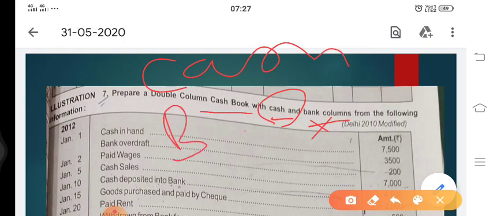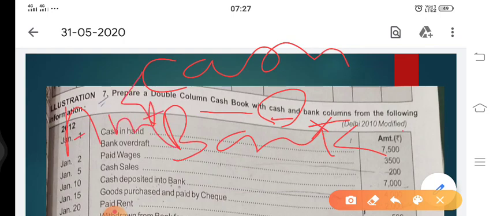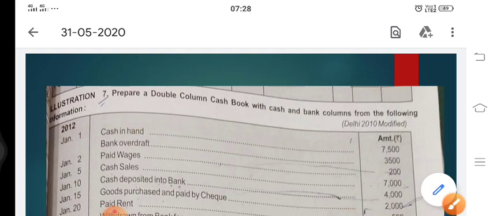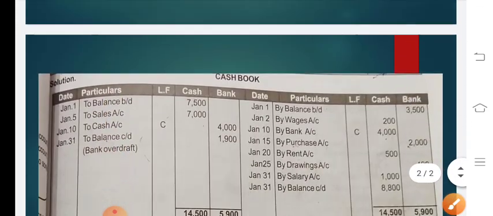That means what we had been doing by now was preparing a single amount column. Now that amount column needs to be bifurcated into two, that is cash amount and bank amount. We'll just see the format. We already discussed the format, but here we'll also be studying it. Okay, so here we go with the format.